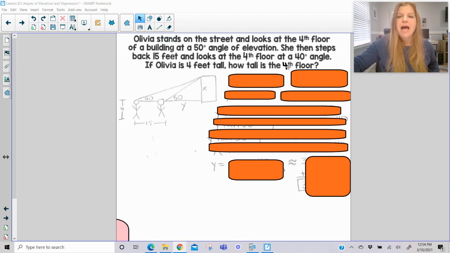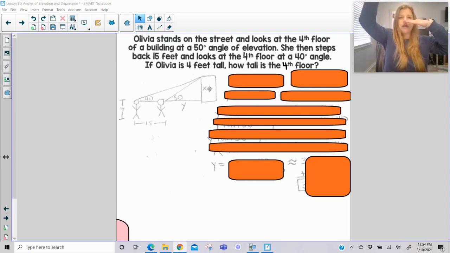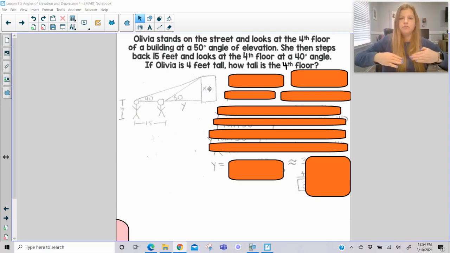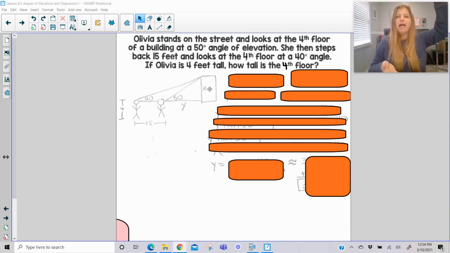And now it's saying, how tall is the 4th floor? So we're going to be able to set up some ratios here to solve for x. And that's going to tell us the height from her eyes to the top of the 4th floor. But then we're going to also have to account at the end for her 4 feet of height in figuring out how tall the entire building is.